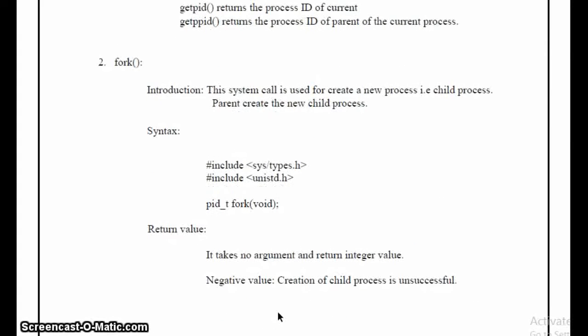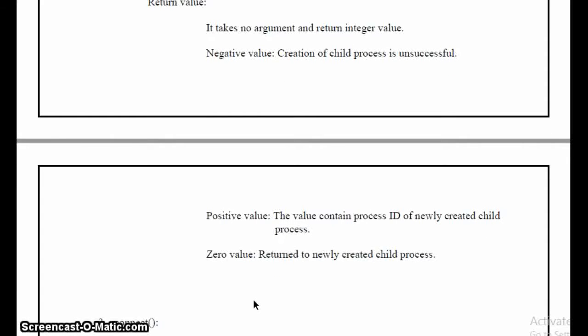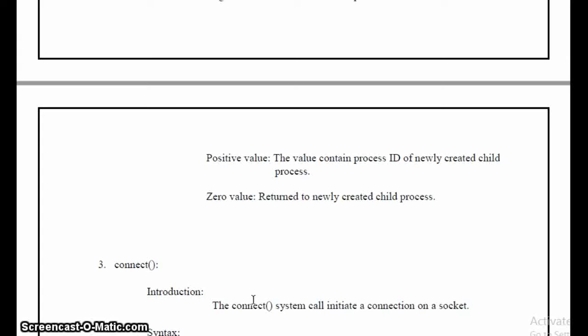The next is fork. This system call is used to create a new process, that is the child process, which is created by the parent. The syntax of this system call is return type pid_t fork(void), that is, it does not take any argument and it returns an integer value. If the value is negative, the creation of the child process is unsuccessful. If the value is positive, then the new child process is created successfully. And if it returns 0, then it returns to the newly created child process.